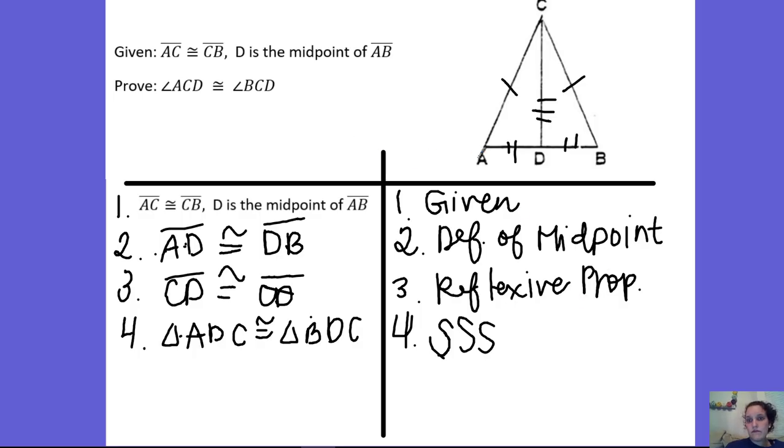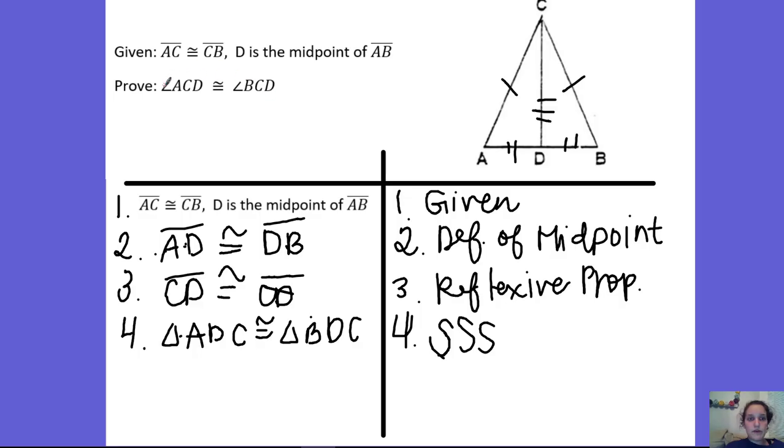And now, I haven't said anything about any of the angles. I don't know that any of the angles in this triangle and any of the angles in these triangles are congruent. But now that I've proven that the whole entire triangle is congruent to this whole entire triangle, I can prove that any of the corresponding angles are also going to be congruent.